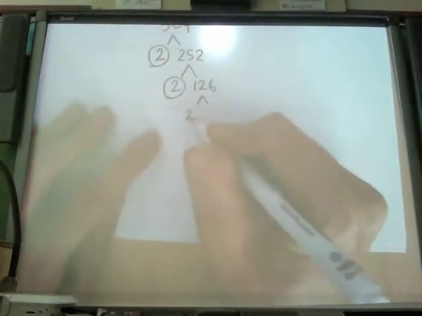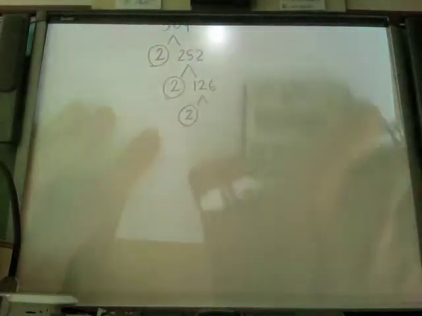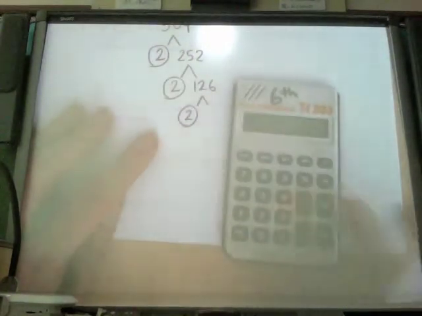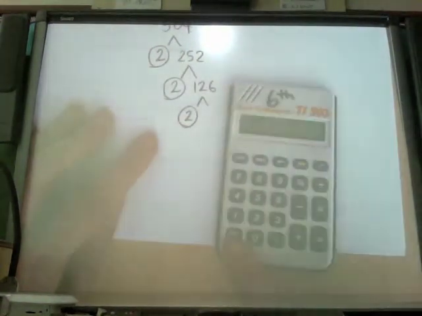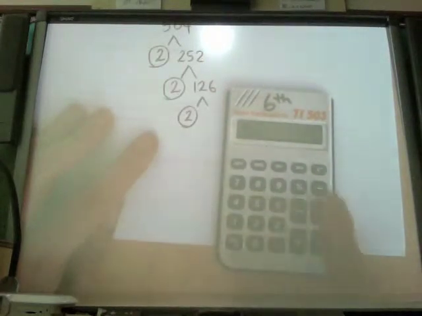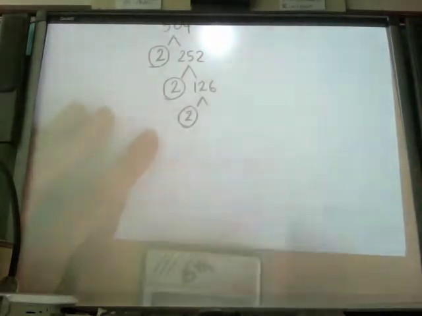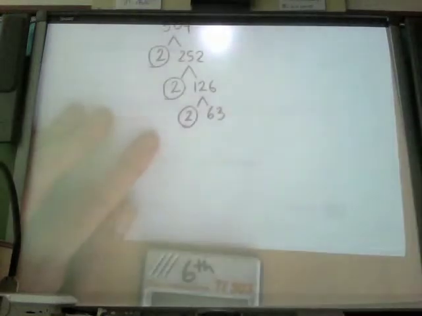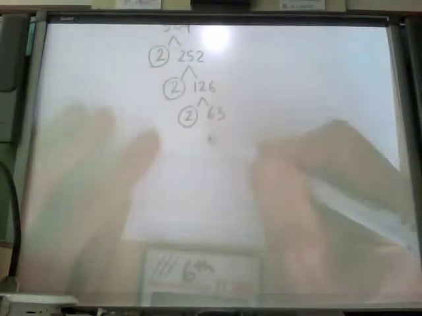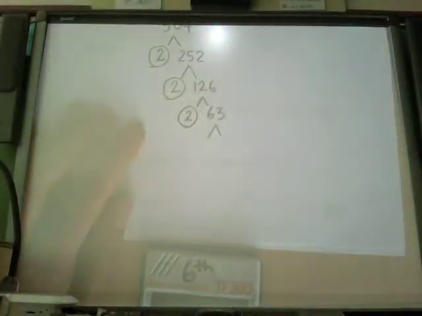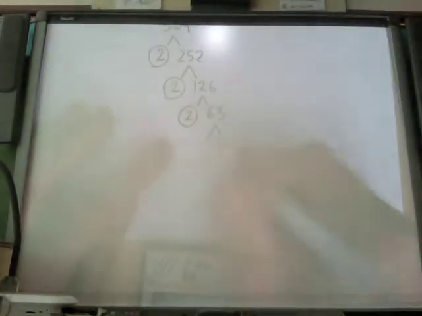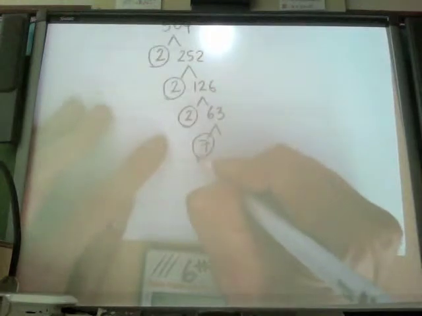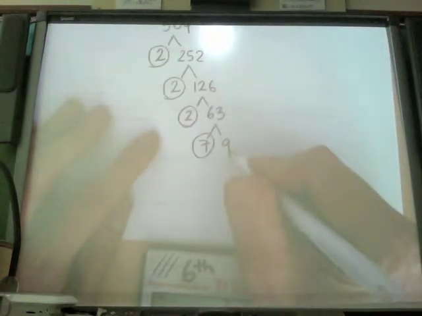Oh, well, I know it's going to divide by 2 because it ends in a 6. So I do my 126. Oops, I just typed that wrong. Yikes. 126 divided by 2, and I get 63. What about 63? Factors of 63? I'll tell you right now, it's not prime. Daniel? 7 and 9. Okay, good. 7 is prime. 9 is not.